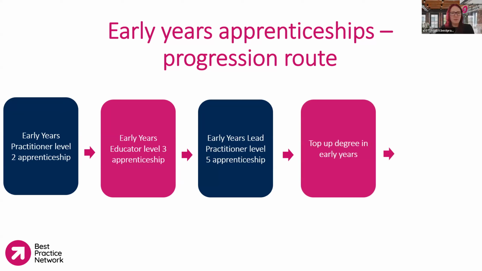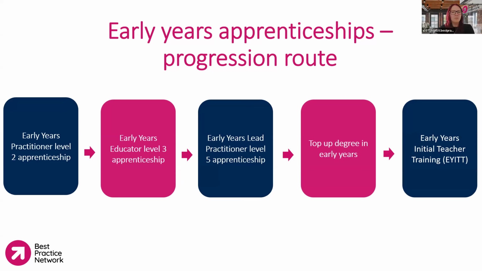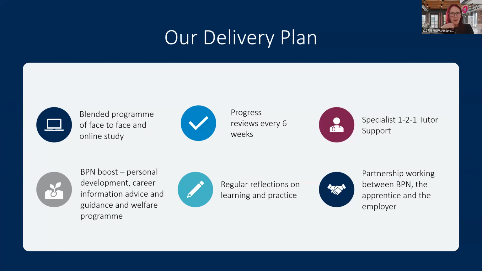Then we can also signpost you if you do your level 5. We can signpost you to a university that we are partnered with who do an online early years top-up degree. So that's something that we might suggest for you to do if you want further study and want to gain a full degree. And if you gain your top-up degree, you can then come back to Best Practice Network and complete the early years initial teacher training course if that's something you're interested in. So you can see there's a full progression route that allows you to progress fully with your studying and your career, depending on what you do want to progress with. So that's just one of many progression routes that you could take after doing an early years level 2 or 3 apprenticeship. So how are our programs delivered?